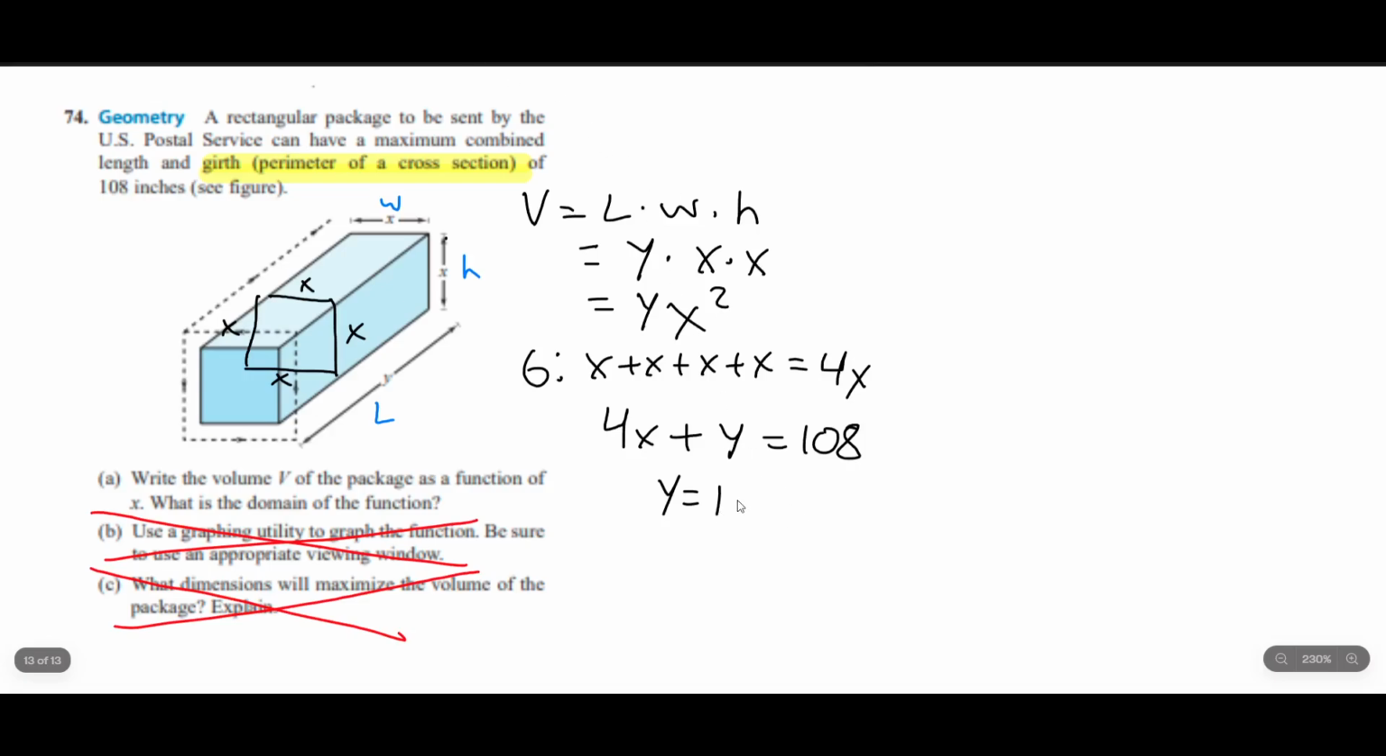And you're going to see y here, 108 minus 4x. We have a y here, and we have a y here. So then this volume will equal 108 minus 4x times x squared. Now, why I wrote it like this is because it's much easier now to find the domain restriction.